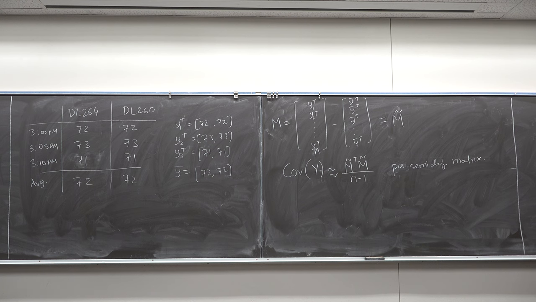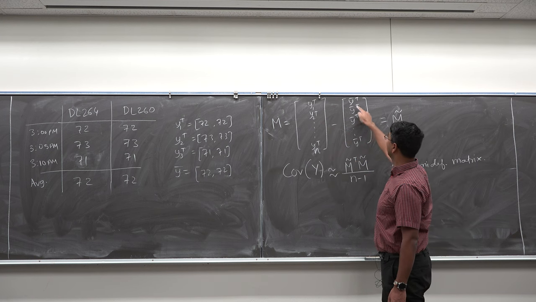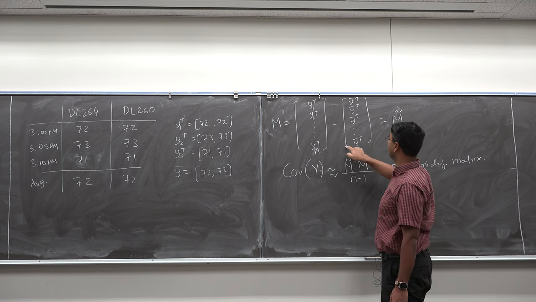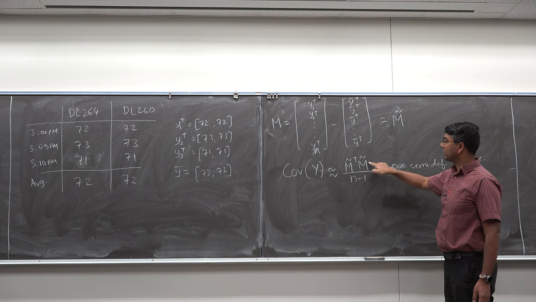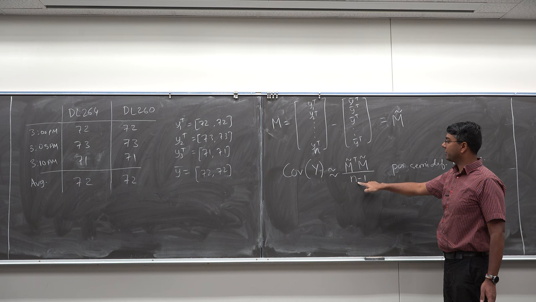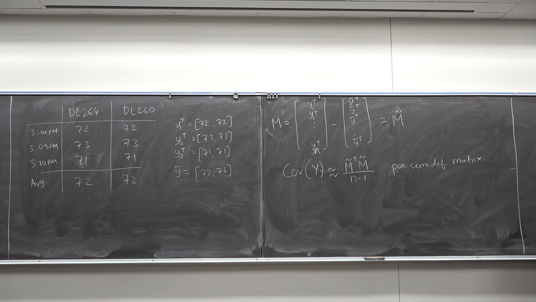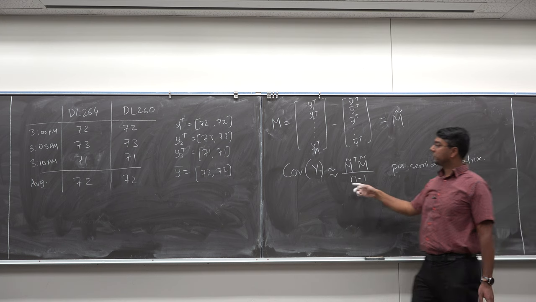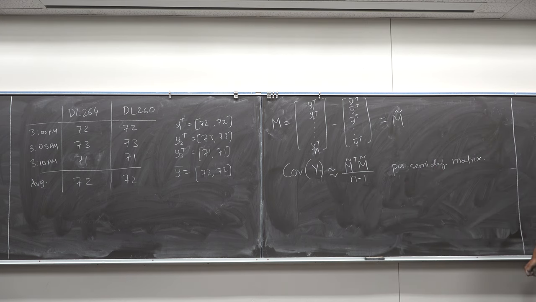So what have we done so far? We've collected n samples of the observations. I've subtracted the mean from the observations. I get a matrix M tilde. I'm doing M tilde transpose M tilde, which is going to be a very big matrix. So I'm going to divide it by n minus 1 because there are n such readings. And then that gives me an estimate of the covariance of Y.